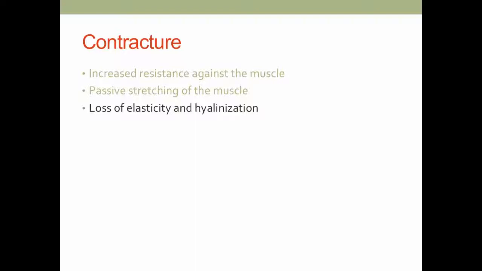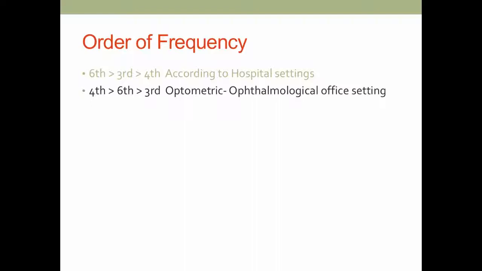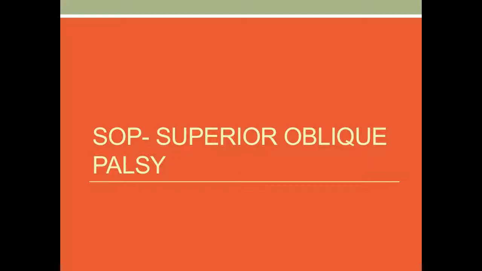If you walk into an emergency room or hospital, the order of frequency is 6th, 3rd, and 4th. However, in an optometric or ophthalmological setting, it's the opposite, with 4th being the most common. Most of these are decompensation of old 4th nerves. 6th is next. Happily, 3rd are the least common, because the 3rd nerves are the hardest ones to handle. Let's start talking about that most common one, superior oblique palsy.